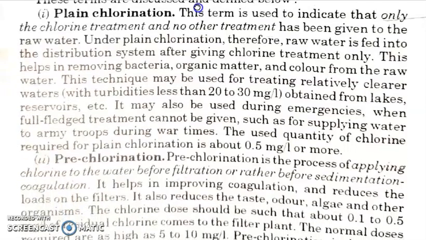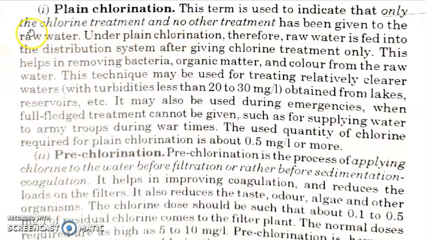Now plain chlorination is a term used to indicate that only chlorine treatment is given and no other treatment is given to the water. Other treatment means sedimentation, coagulation, filtration, so nothing is done. Only chlorine is added to the water. Here in plain chlorination, raw water is fed into the distribution system after giving chlorine treatment only. This helps in the removal of bacteria, organic matter and color from the raw water.